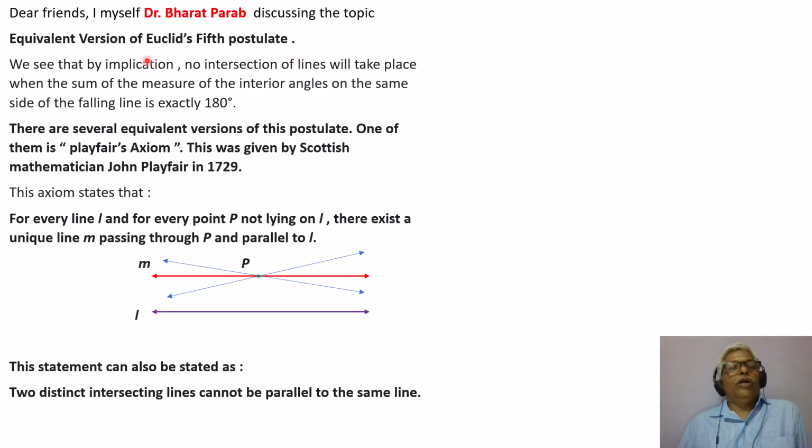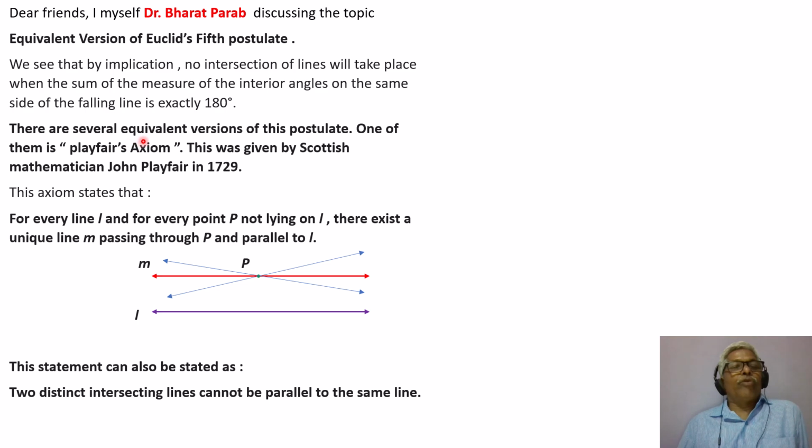We'll recall Euclid's fifth postulate and then discuss. By implication, reading it very carefully, no intersection of lines will take place when the sum of the measures of interior angles on the same side of the falling line is exactly 180. Got it? The sum is exactly 180, and these are the angles falling on the same side.